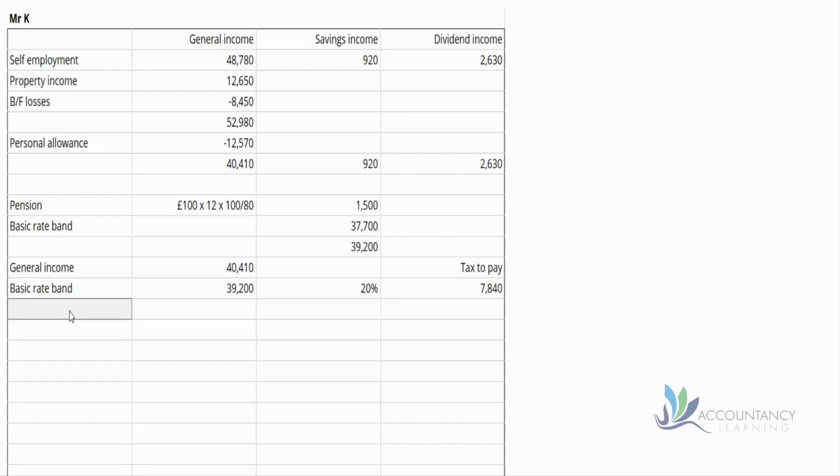And then above that we have our higher rate band. So this is going to be all the rest of the income. So remember, we've got the total of 40,410, and we deduct the 39,200, and that leaves us with 1,210 of general income that hasn't been taxed yet. And this will be taxed at the 40% higher rate, and that gives us tax to pay of £484. So notice the importance of laying out your table nice and easily, because that will allow you to try and prevent making any mistakes.